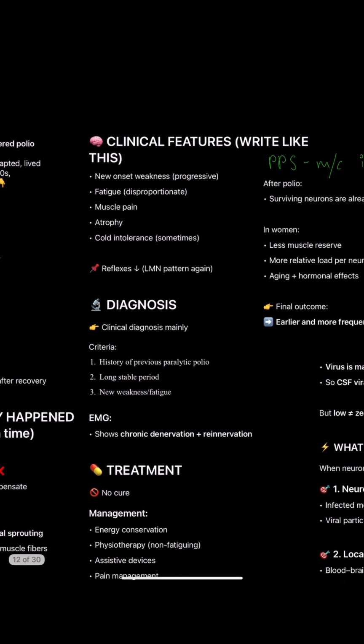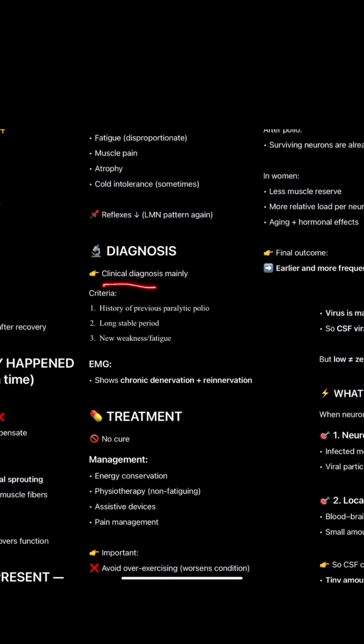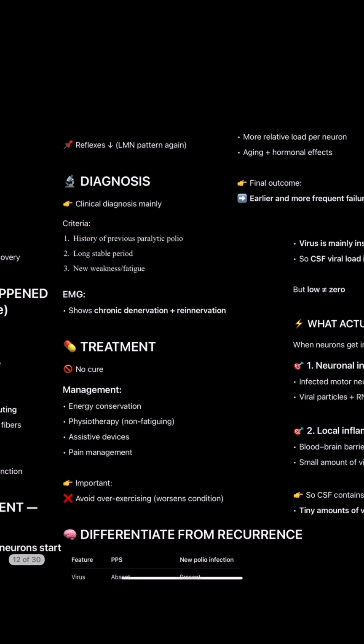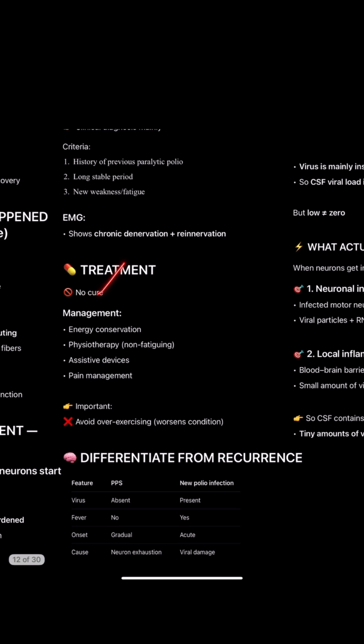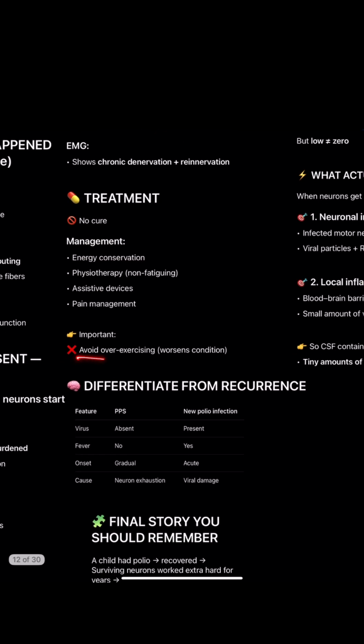Now, let us see the clinical features of PPS. New onset weakness, it is progressive. Disproportionate fatigue is there. Muscle pain and atrophy are there. Cold intolerance sometimes. Reflexes have decreased. The pattern again is flaccid paralysis. Diagnosis is mainly clinical, but its criteria are a history of previous paralytic polio, a long stable period, and new weakness or fatigue. EMG shows chronic denervation and reinnervation. Treatment: there is no cure, but management can be done. Important to note, avoid overexercising.